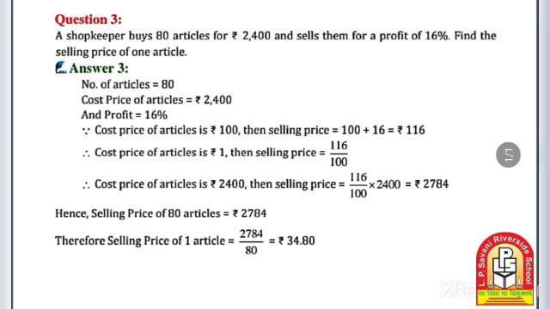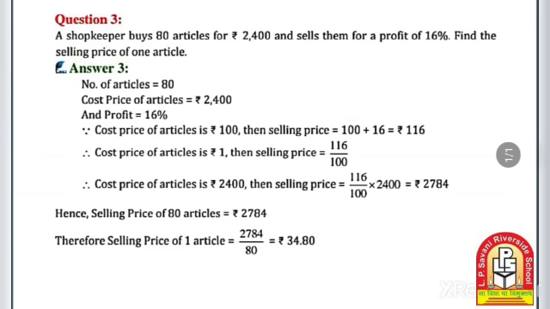In answer number 3, first of all, write the given data. Number of articles given by the shopkeeper is 80. Cost price of the articles is 2400, and they are sold for a profit of 16%. Here we have to find the selling price of one article.